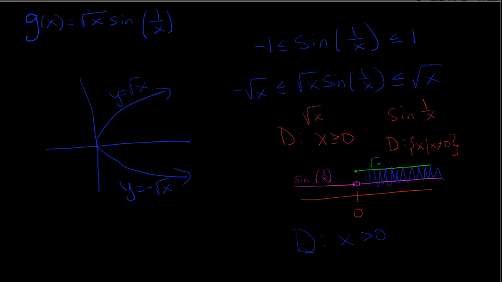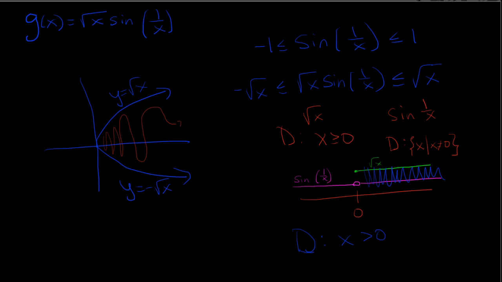So that means I'm going to be in the first and fourth quadrant bounded by square root of x and negative square root of x. And one thing to notice is sine oscillates between 1 and -1. So it turns out it's going to look something like this, and then so on. It just keeps oscillating between these two bounded functions. So now let's answer a few questions.